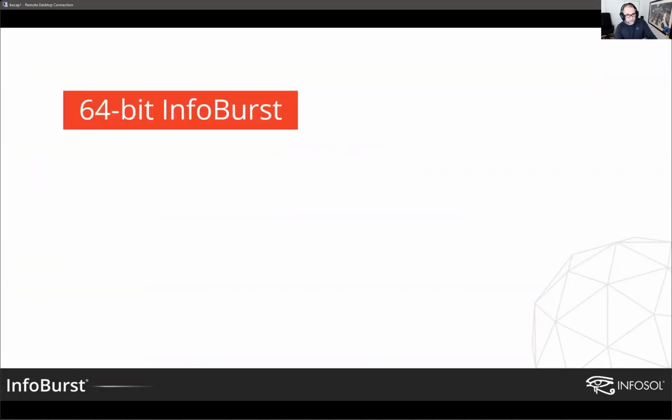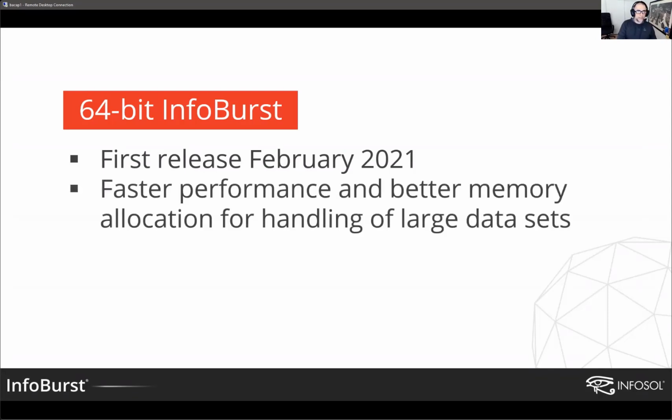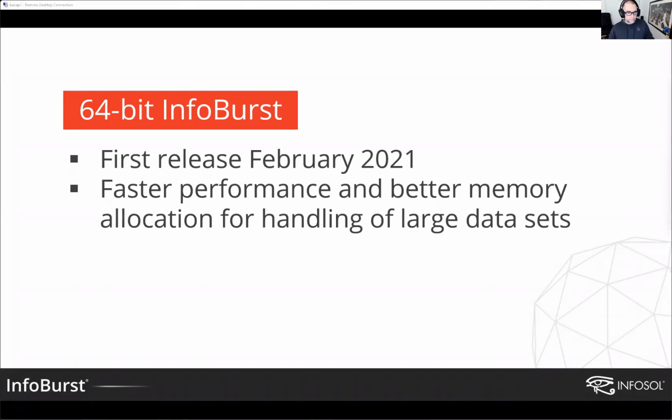So let's just start with how 2021 started and why it was significant. The first version of InfoBurst that came out in 2021 was in February, and most significantly, InfoBurst for the first time moved to a 64-bit architecture.